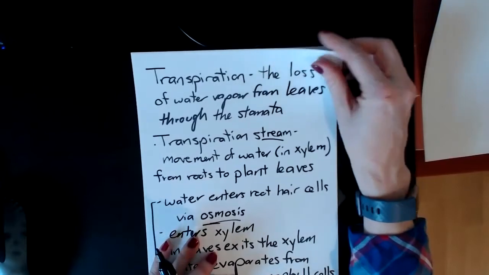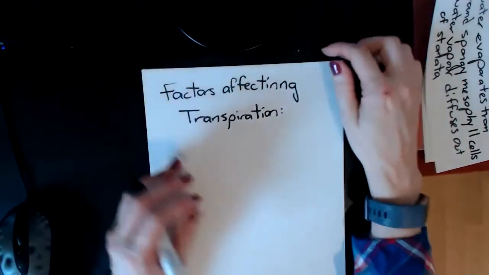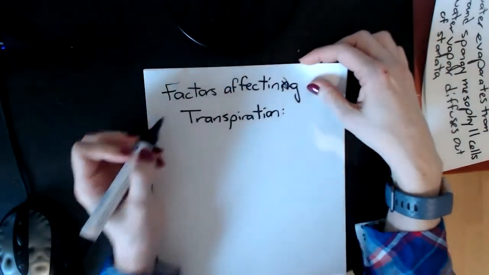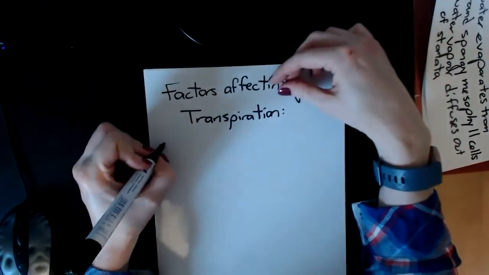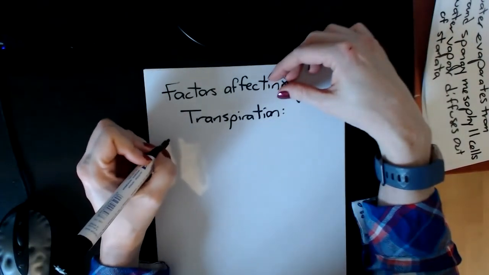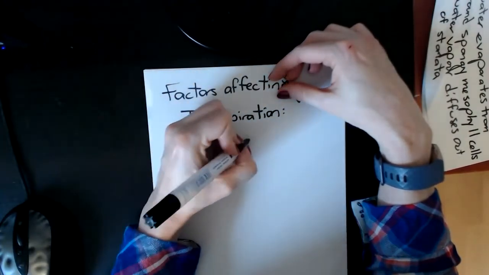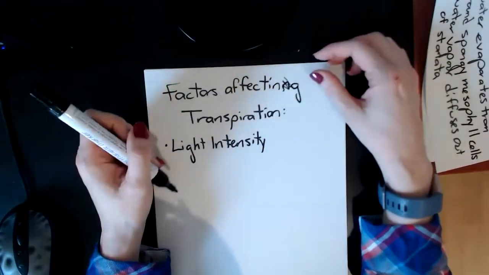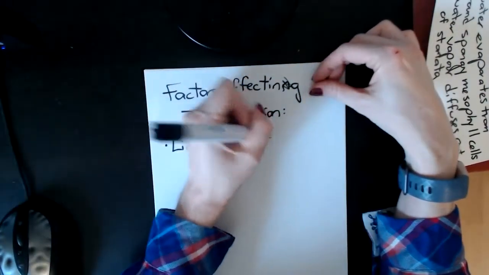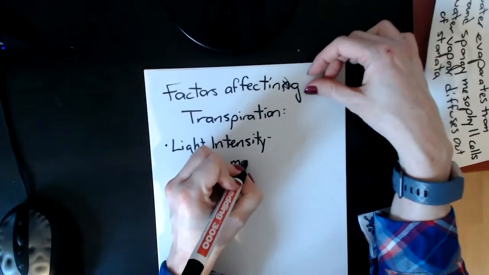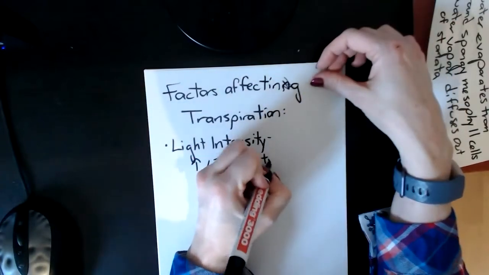Now, there are several factors that you should know that can affect the rate of transpiration, and you should know why. So I'm going to write that in. Factors that affect transpiration. The first one is the light intensity. The higher the light intensity is, the more transpiration you will have, or the faster transpiration will go.